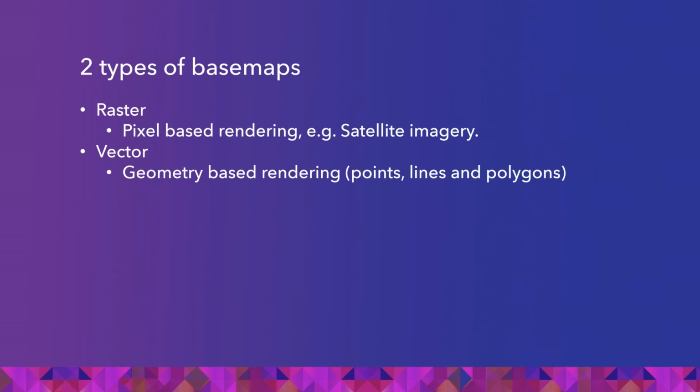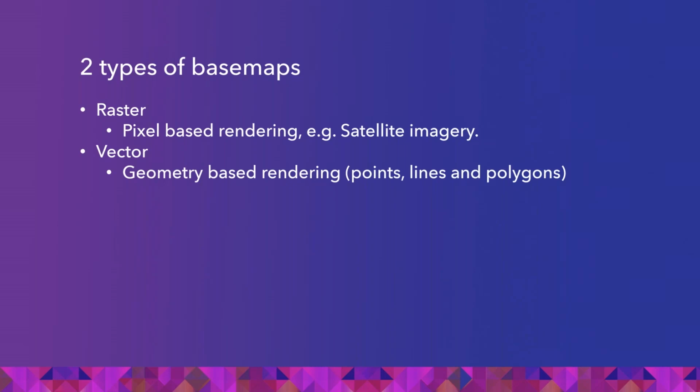So if all base maps are made of tiles, why do we talk about two different types of base maps? It turns out these individual tiles can be made of two different things. They can either be raster based, which is a more traditional way of doing things, and when we're doing this, each tile is pixel based. It's essentially a PNG image. And this is perfectly valid.